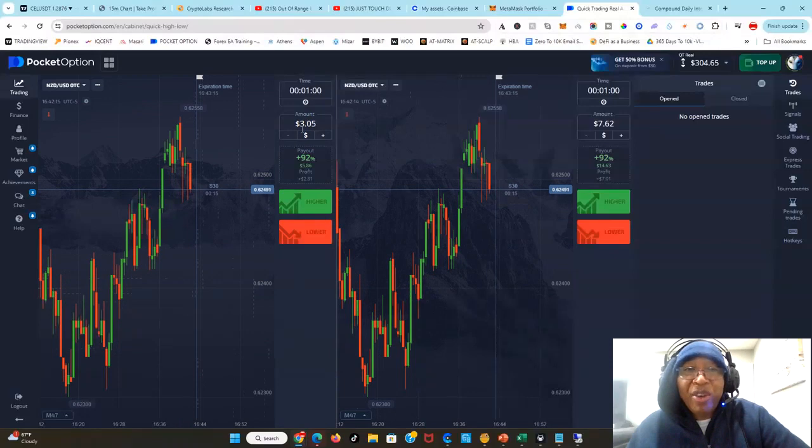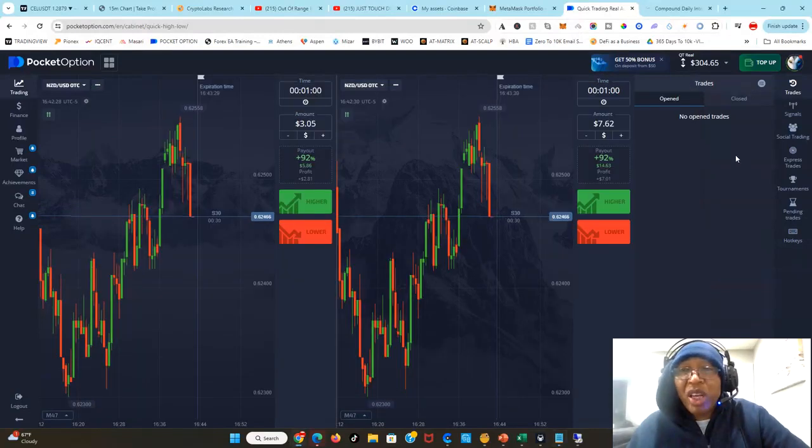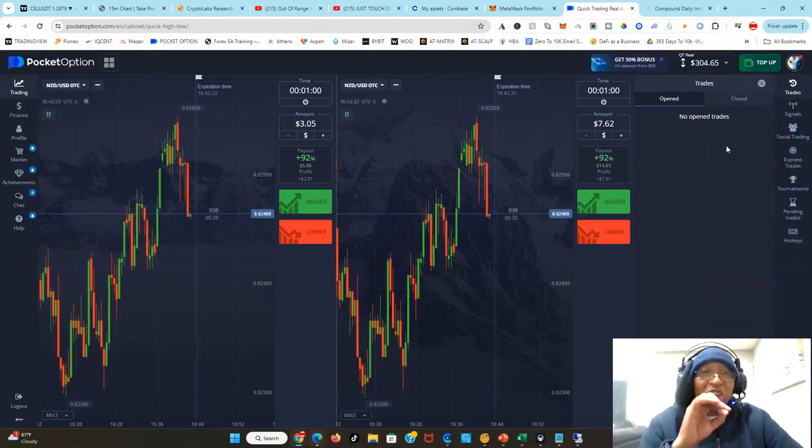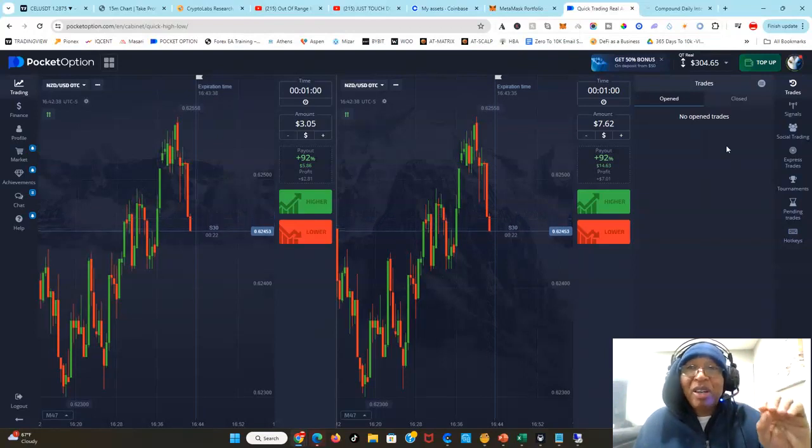But if we lose the first one, we're going to go to level 2 here. Level 2 is a 2.5x factor of this one. So 3 or 5 times 2.5 is 7.62. That's a modified martingale with an X factor of 2.5, and that is the magic right there, the 2.5, because it recoups your losses, and it gives you a profit, putting you closer to your daily goal.